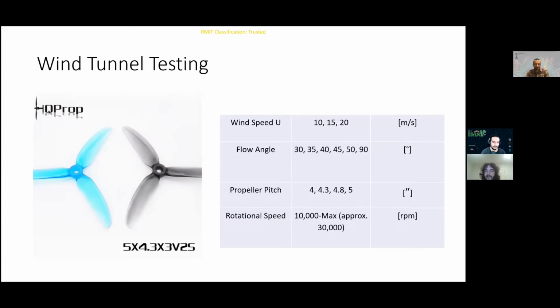The power supply was used to simulate a 4-cell lithium battery. So the rotational speed of the motor varied somewhat, as some of the higher pitches could not achieve quite as high RPM as the low pitches, but it was approximately 30,000 for each one.